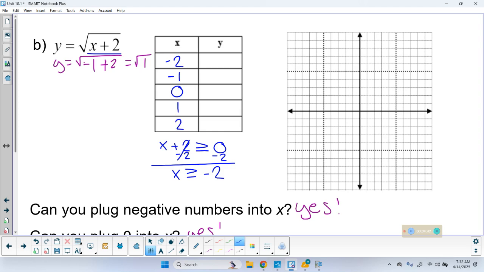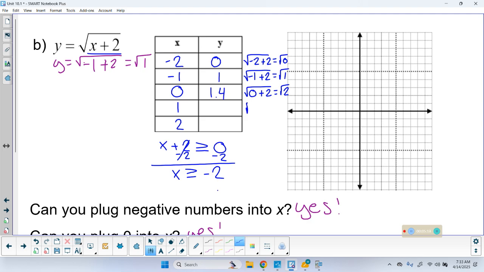Once you have all those x values, we're going to plug them into our equation. If you plug -2 into x, the square root of -2 plus 2 is the square root of 0, which is 0. If you plug in -1, the square root of -1 plus 2 is the square root of 1, which is 1. If you plug in 0, the square root of 0 plus 2 is the square root of 2. This one's going to come out to be a decimal, about 1.4.